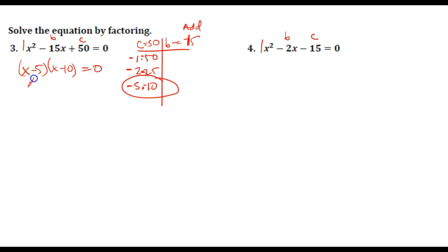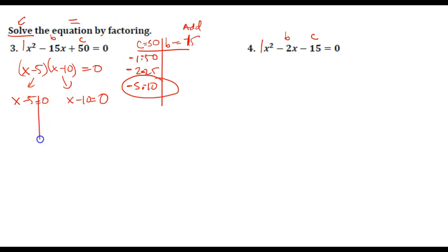Because I factored, I have to also solve this equation. Means I have to set each of these factors equal to 0. Notice on the last ones we did not do that because it did not ask us to solve by factoring. They just asked us to factor.